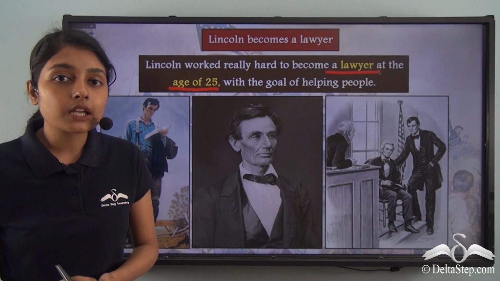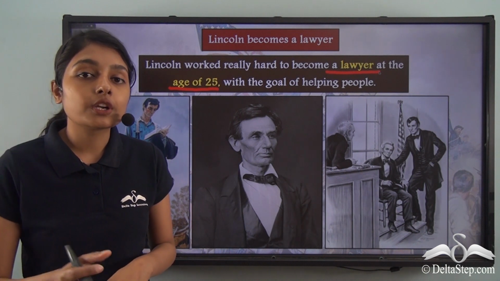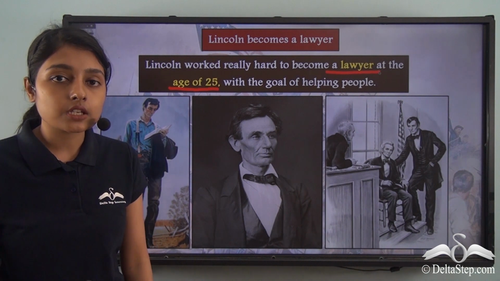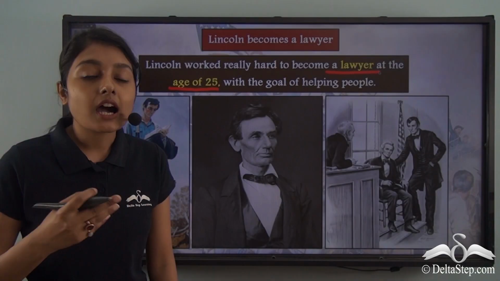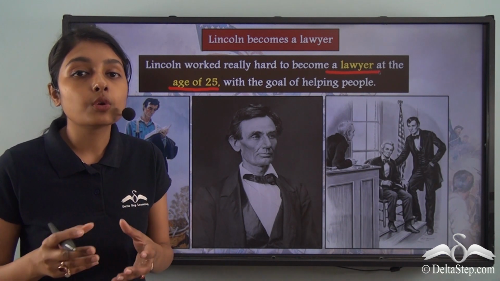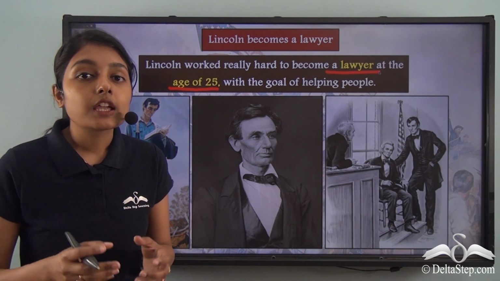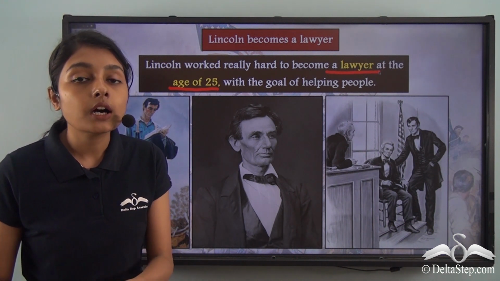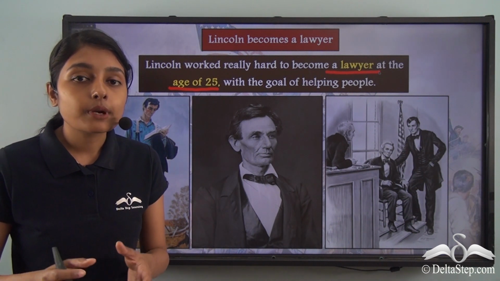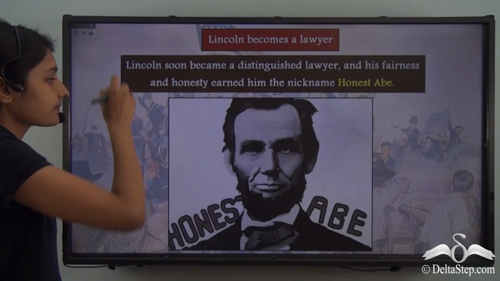But even after becoming a lawyer at the age of 25, he did not give up on his initial goal. He struggled with poverty, as you can see here, to become a lawyer. And after becoming a lawyer, it was his goal to help people who cannot afford legal services. That is to say, he wanted to help the poor who required legal services. And in this way, Abraham Lincoln started gaining popularity as a lawyer.